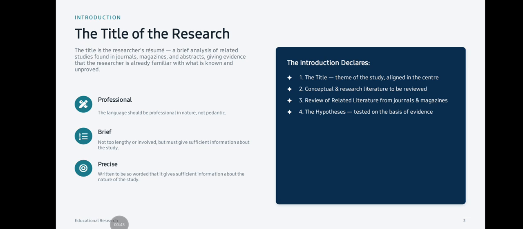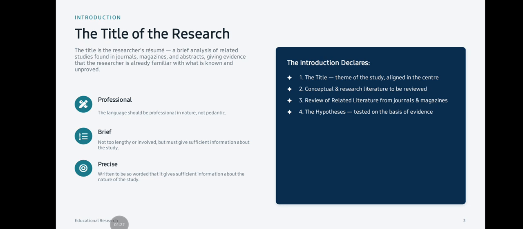So, we'll go through the introduction, the title of the research. So, the title is the researcher's resume, a brief analysis of related studies found in journals, magazines, and abstracts, giving evidence that the researcher is already familiar with what is known and unproved. Professional, the language should be professional in nature, not pedantic. Brief, not too lengthy or involved, but must give sufficient information about the study. Precise, written to be so worded that it gives sufficient information about the nature of the study.